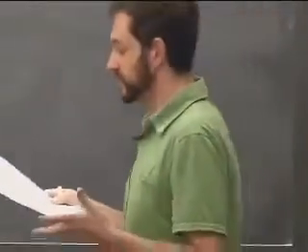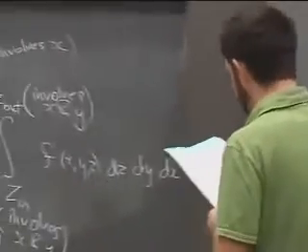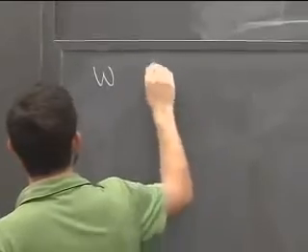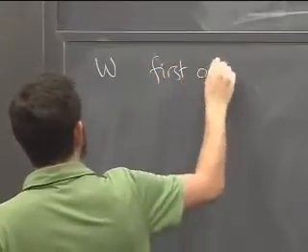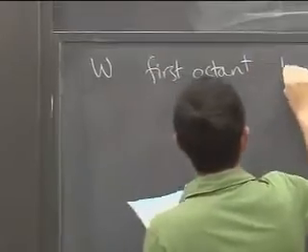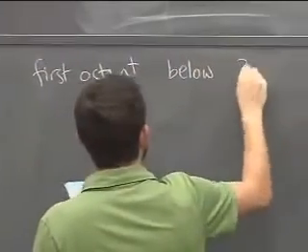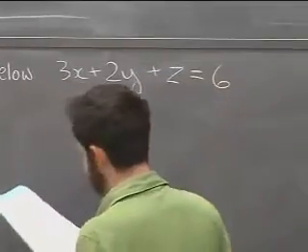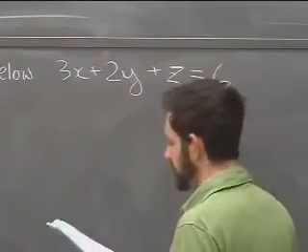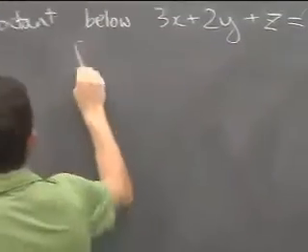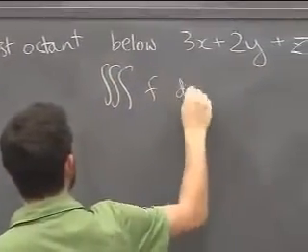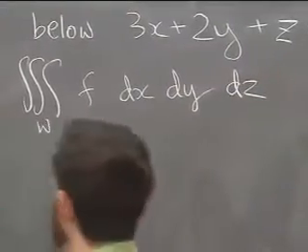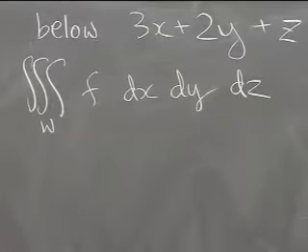So here's an example from a quiz, again, 2005. It says, let W be the part of the first octant below 3x plus 2y plus z equals 6. And what you have to do is set up the limits of integration in this order. So you want to convert that into a triple integral.